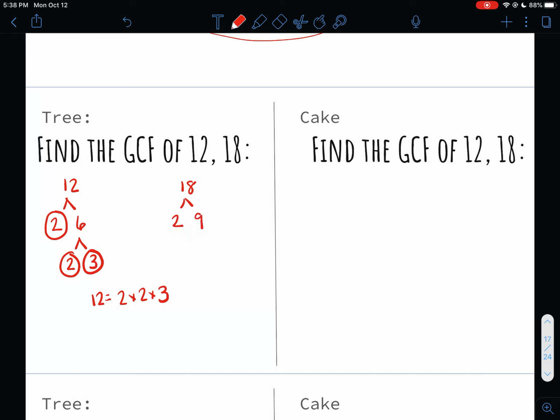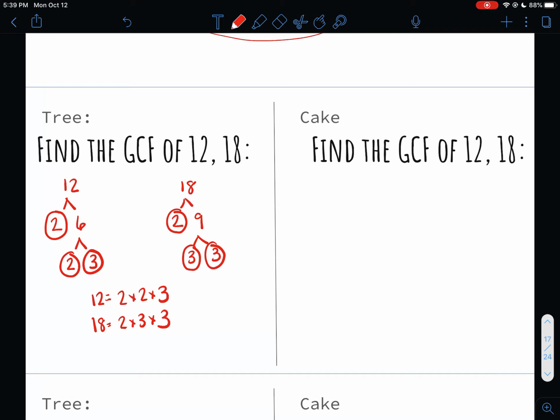18 is 2 times 9. 2 is prime. 9 is 3 times 3, which both of those are prime. So those are two very easy trees. So 18 equals 2 times 3 times 3.